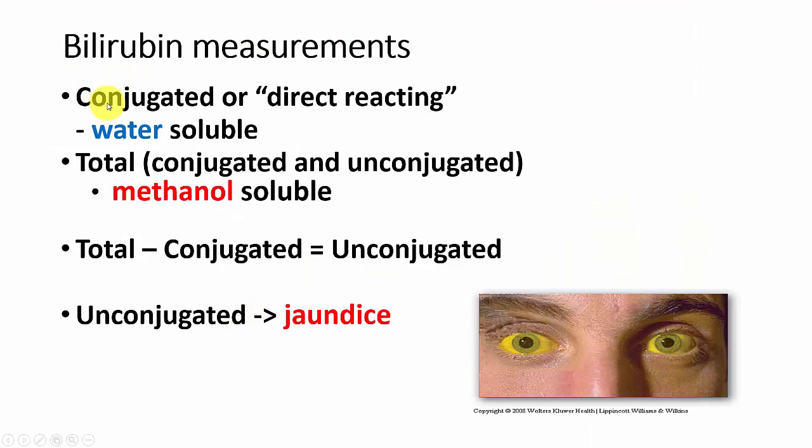Bilirubin measurements. There's conjugated bilirubin, or direct reacting. The conjugated form is direct reacting, and it is water soluble. So it's the water-soluble fraction of blood that has the bilirubin in it. The total is a mixture of conjugated and unconjugated, and it is a methanol-soluble fraction. So the total minus the conjugated equals the unconjugated, and it's the unconjugated form that is not water soluble that gets deposited in the sclera of the eyes to cause jaundice.